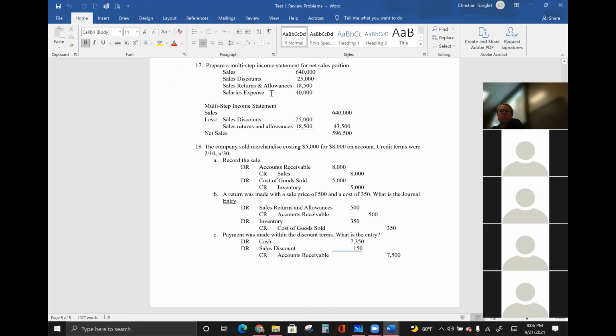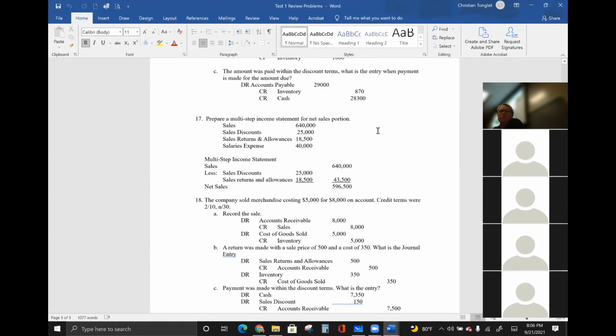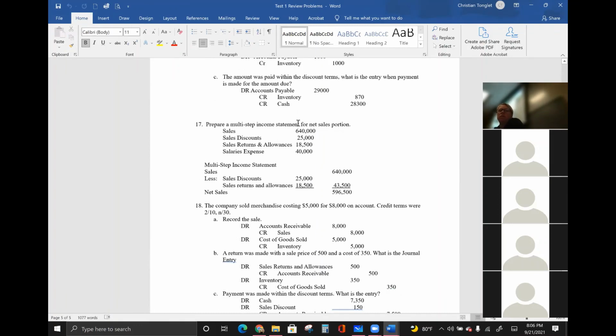This is a simple multi-step statement. You have your sales, less your sales discounts, returns and allowances to equal your net sales. So I may give you a list like this and break this out for you, and you have to plug in the numbers.